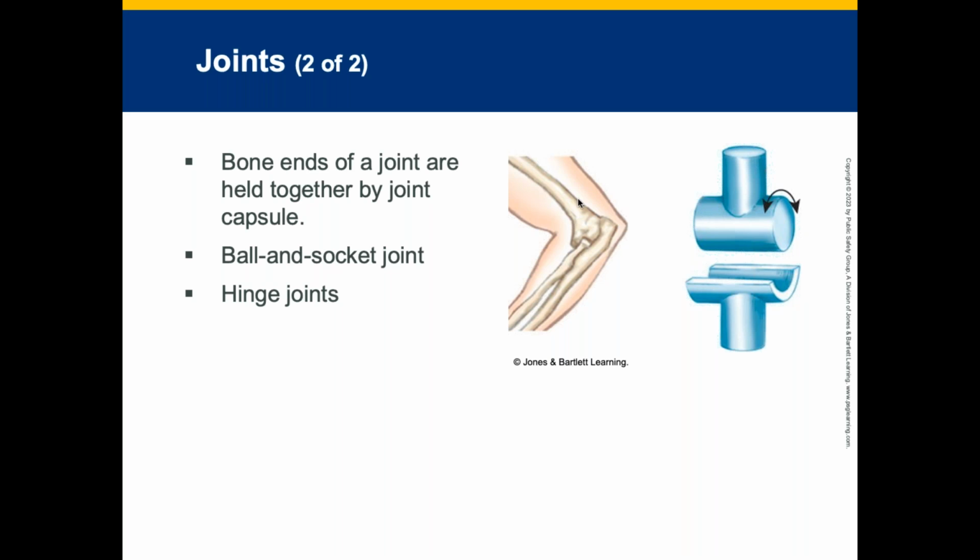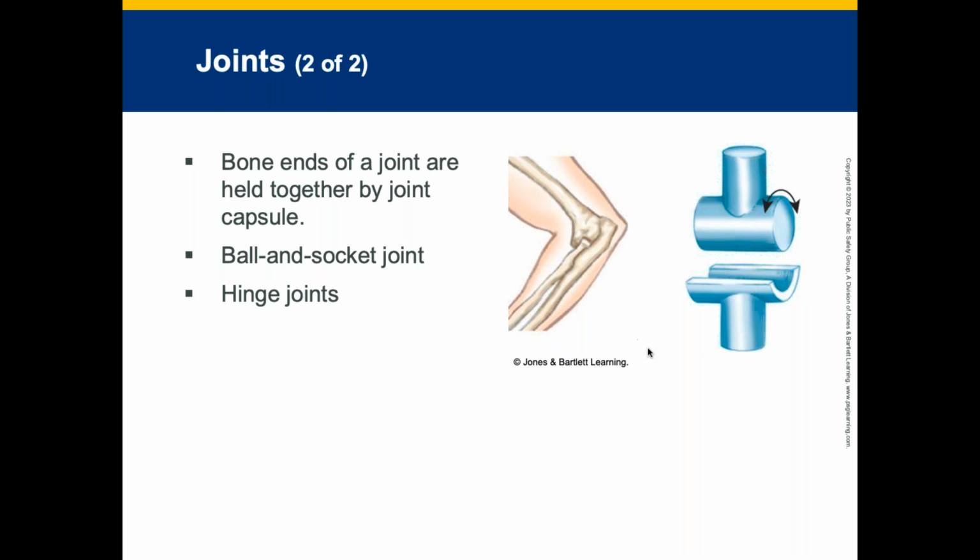And I'll show you guys in the next slide too. I'll point it out even better. So on the inner lining of the joint capsule is the synovial membrane where the synovial fluid is located. It helps lubricate the joints as you move. This produces a thick lubricant.